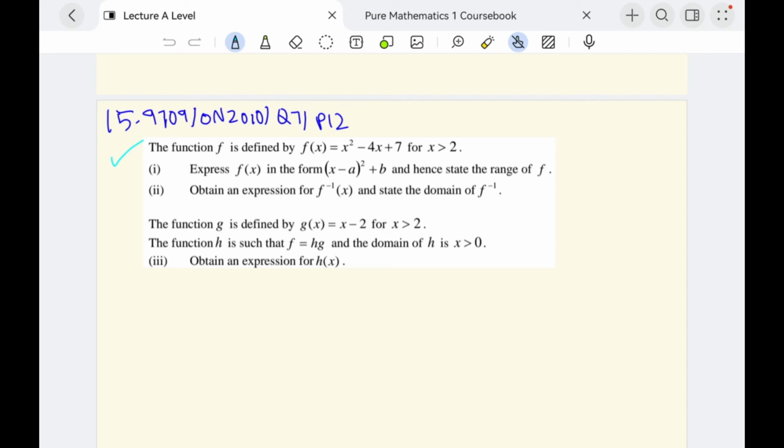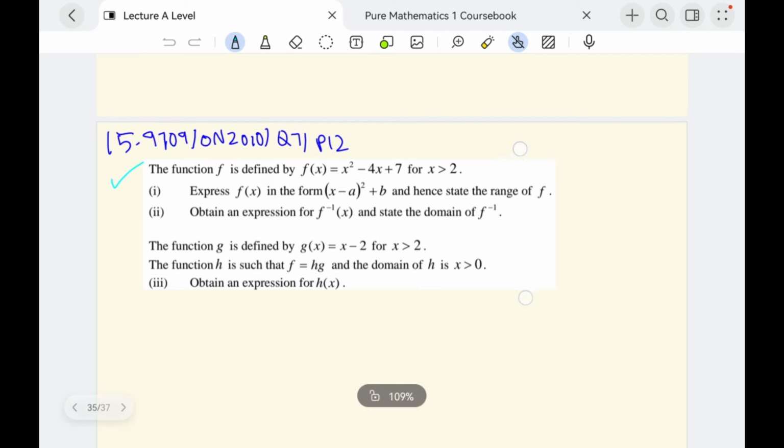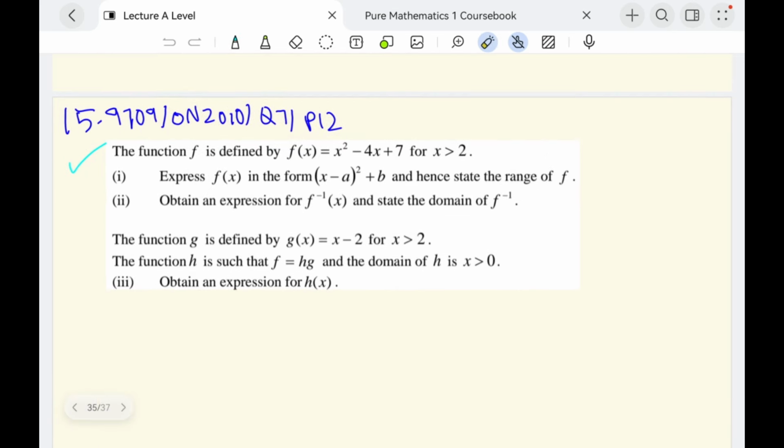Alright, so let's begin this question. This question is from 9709, October November series 2010, paper 12, question 7. Let's take a look at this question. The function f is defined by f(x) equals x squared minus 4x plus 7 for x greater than 2. Express f(x) in the vertex form and hence state the range of f.